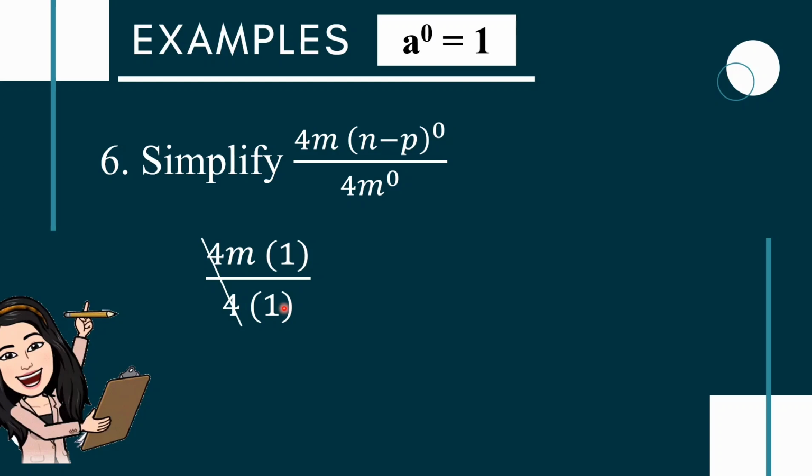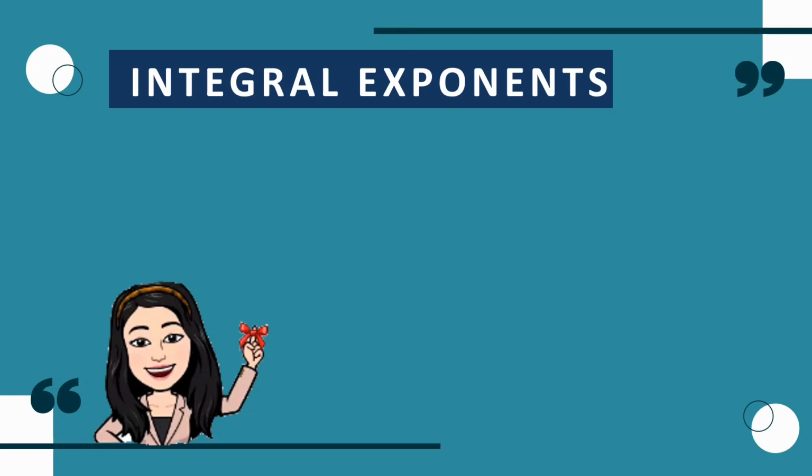So ano na lang ang natira natin? Very good. That is equal to m. So, ibig sabihin, this expression is equal to m. I hope maliwanag lahat. So, that is all about zero exponents. Now, let us proceed discussing all about integral exponents.